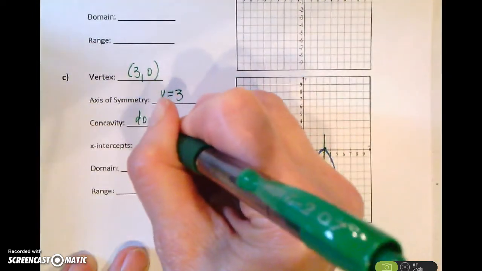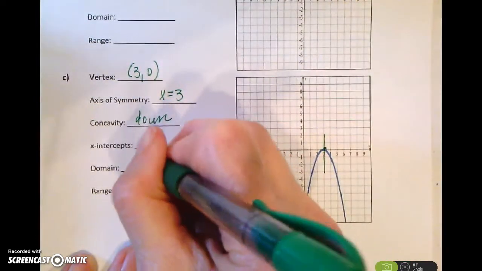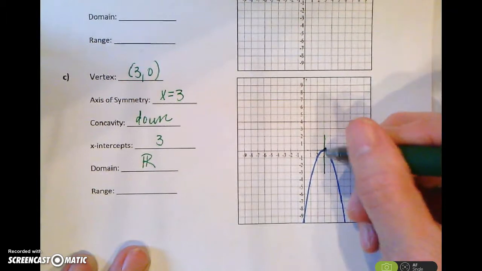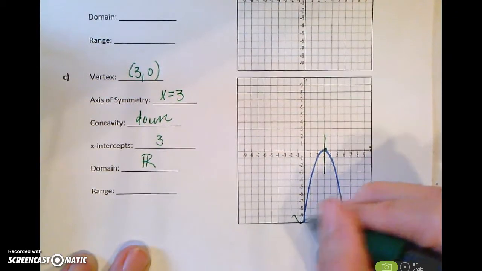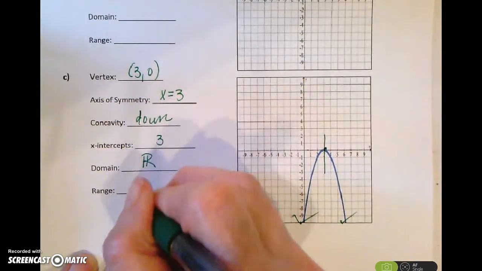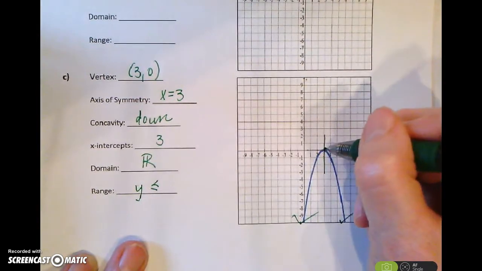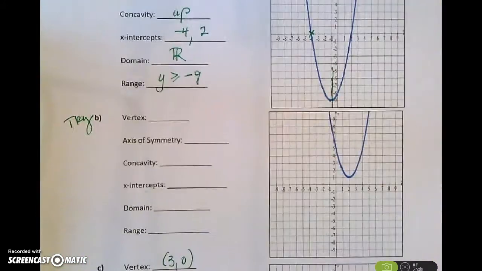The x-intercept, there's only one of them here. So it's just 3. The domain is all real numbers, and the range, this time I have a high value, and it's going to be going down infinitely. So we're going to say that y is less than or equal to, what's the highest y here? 0 for our answer. All right, so y'all come back and try B.